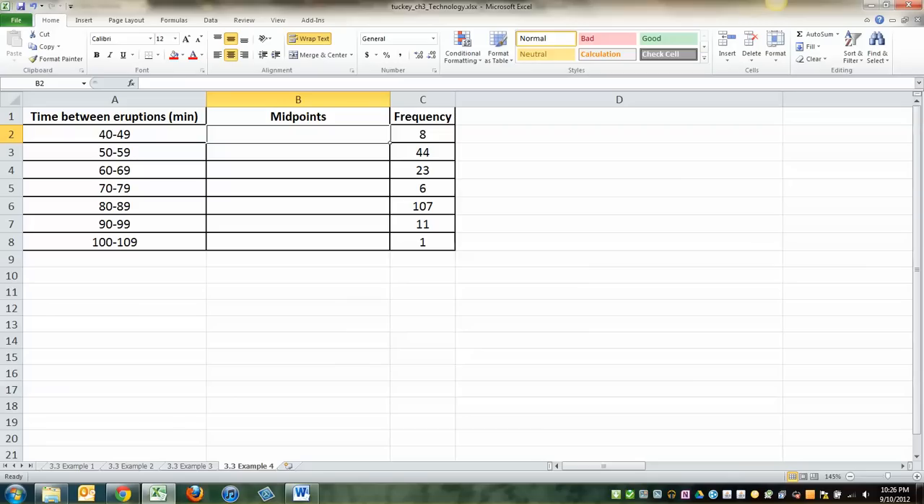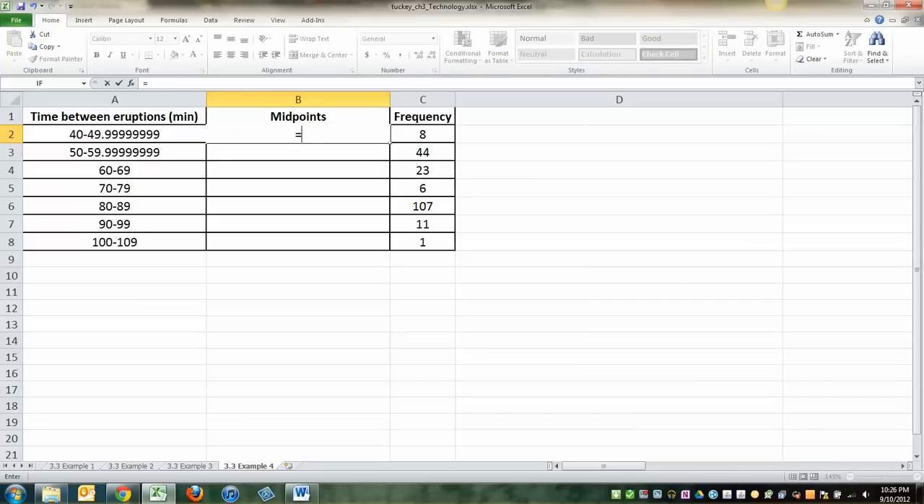Because the problem is that this is really 49.999999999, right? Nobody writes it like that, but that's what it is. And this is really 59.999999999, and so on. So I need the one number that will be the best representative of that whole class. Now, how do you figure out the midpoints?